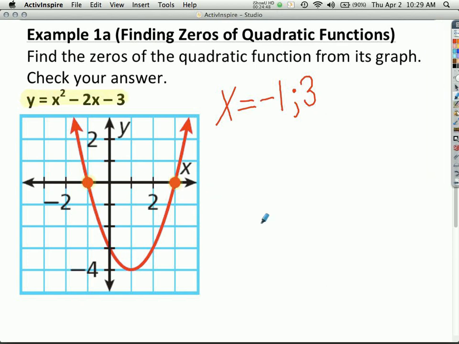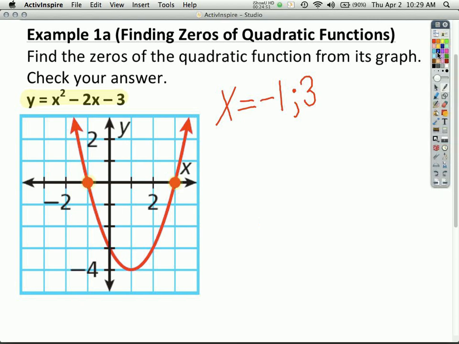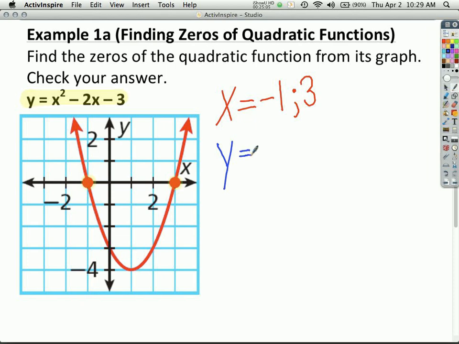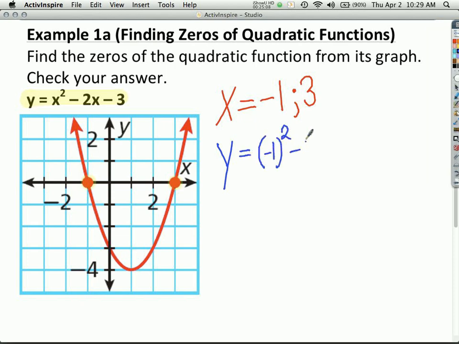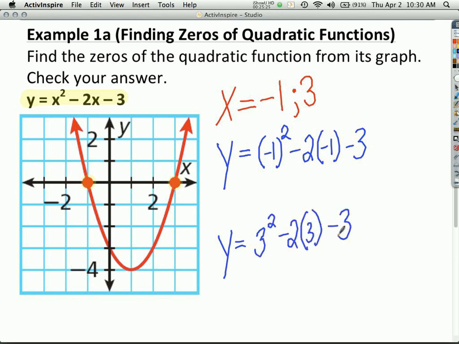Anyone know how we check to see if we got the right ones? Mark? You input the coordinates we got into the x. Yeah. Take the two values that we found, plug them in, and see if they work. So we'll do y equals -1 squared minus 2 times -1 minus 3, and check and see if that comes out to 0. If it comes out to 0, that one's right. We will also do y equals 3 squared minus 2 times 3 minus 3, and see if that one works. If it comes out to 0, we got the right one.